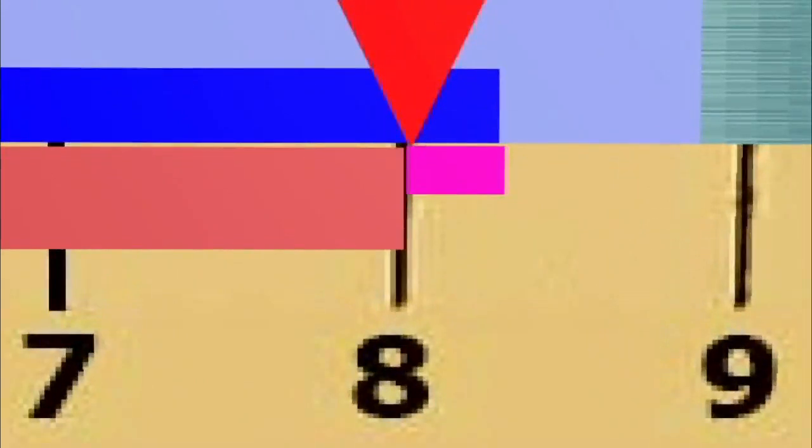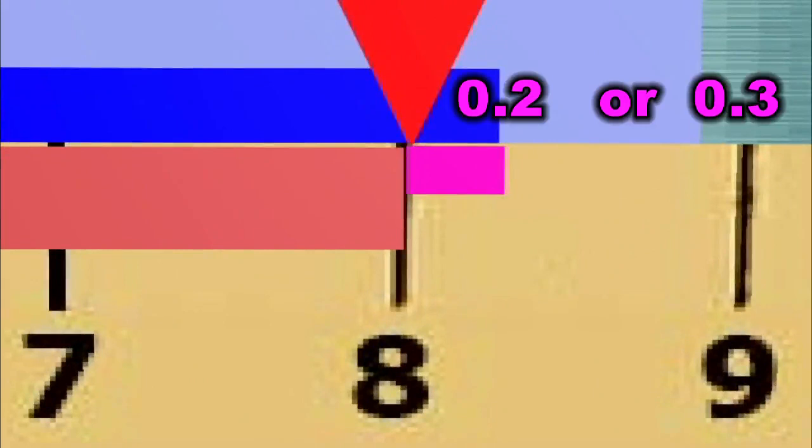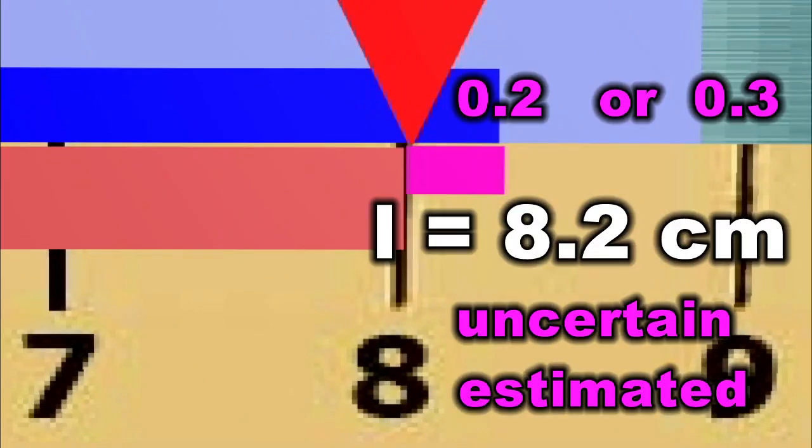And for the extra part, we have to guess, for example, say 0.2 or 0.3. This shows that we cannot comment with certainty, but there is an uncertainty. This figure is called uncertain or estimated.